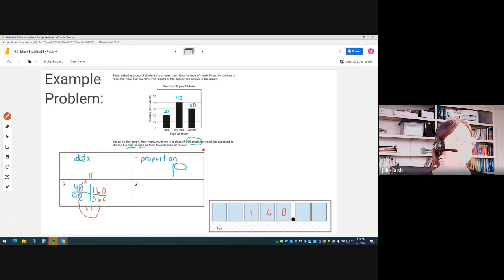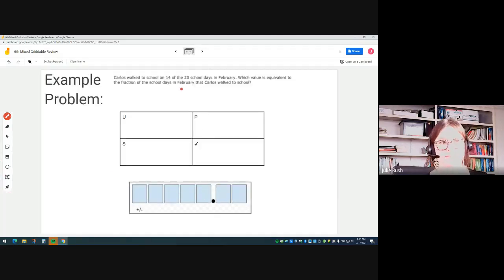So notice, this is a griddable. It's got a lot of stuff going on. It's a proportion. But what did I really do, guys? I multiplied a number by 4, and then I multiplied another number by 4. So don't let these problems intimidate you. Make sure you read them, make sure you understand them, and then choose a strategy that you know works best.